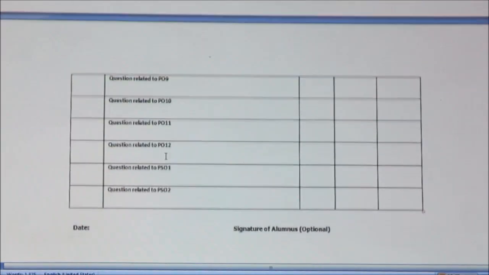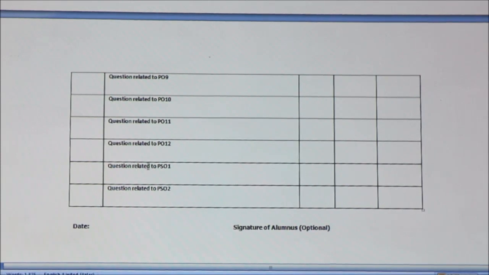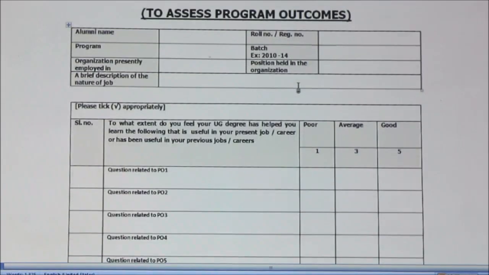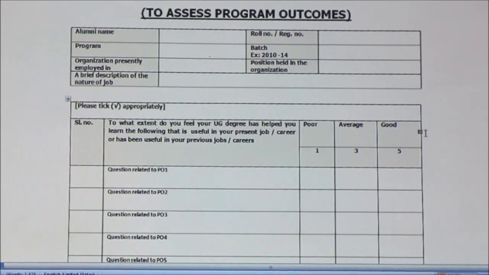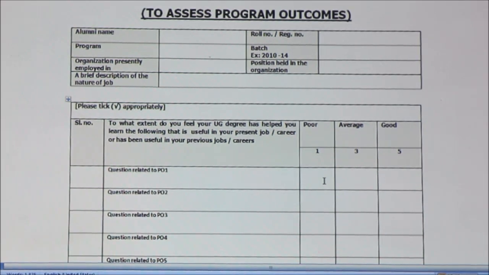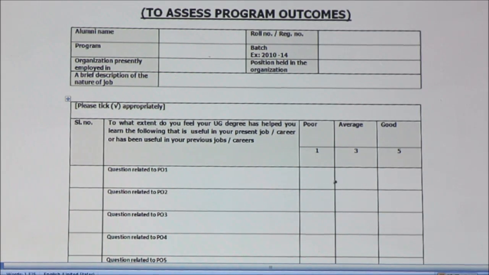Likewise, till program outcome 12, and questions for program specific outcome 1 and program specific outcome 2, and the signature of the alumni can be optional. Now there are 3 grades which have been given: poor, average and good. For program outcome 1, if an alumni feels that by undergoing the program they have not acquired that kind of engineering knowledge, then they will rate it as 1. If they feel that it has been average, they will rate it as 3. And if they feel that it is good, they will rate it as 5. They will just put a tick mark, or they can put 1, 3 or 5.